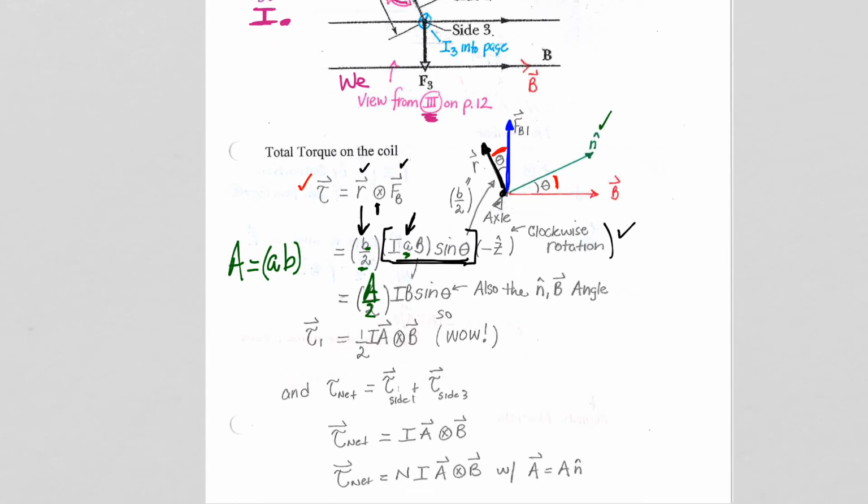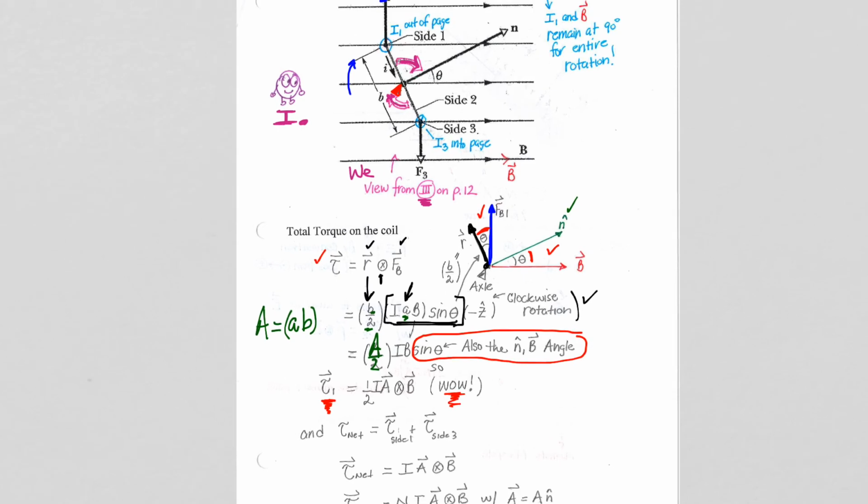This is our kind of wow factor on this page of notes, because our R cross F boils down to the torque generated by just the current in I3 is 1/2 IA cross B because of this. So you have to make sure you see that the angle theta here is going to be the same angle in my cross product based simply on geometry, right?